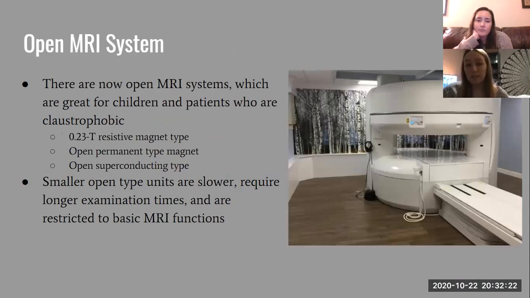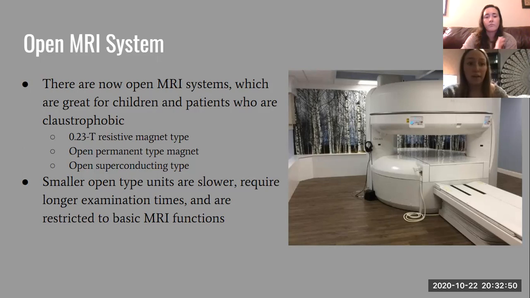Open MRI system. There are now open MRI systems which are great for children and patients who are claustrophobic. So as you can see in this picture where the patient is going to lay, it's a lot more open than in the last picture. So rather than going into like a tiny circle, they have a lot more space to kind of look around just to ease any anxiety they have or claustrophobia.